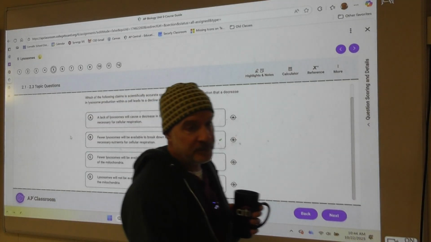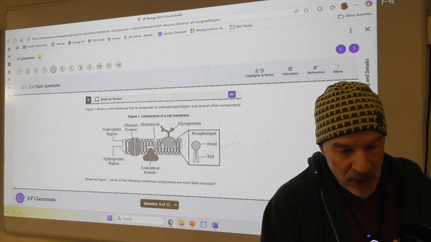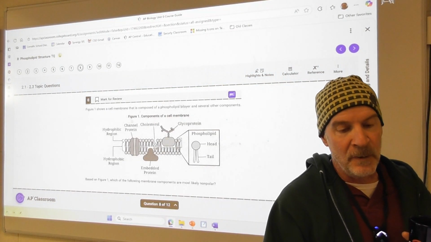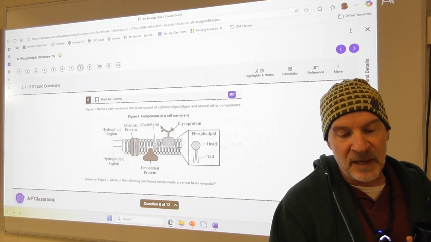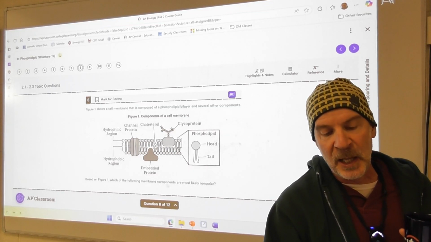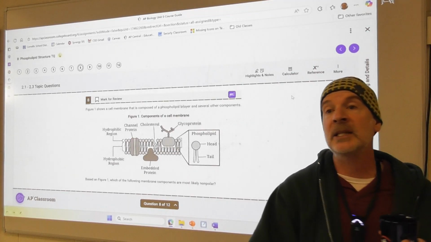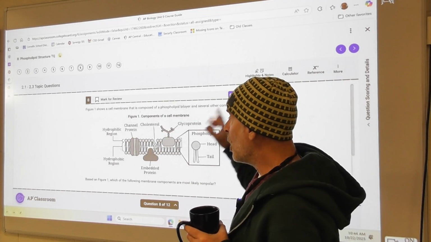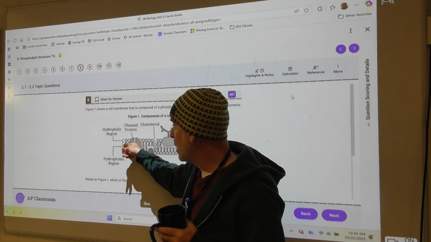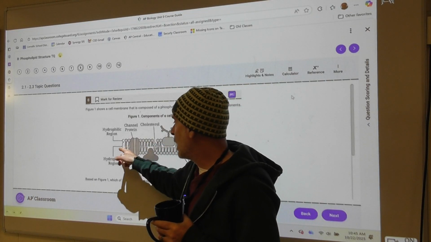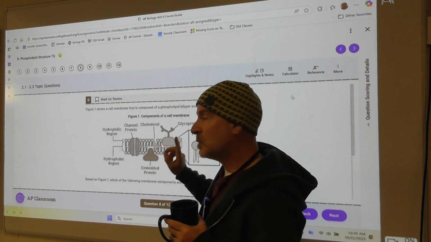Yeah, number 8. Okay, so this is the phospholipid bilayer and several other components. So which of the following membrane components are most likely nonpolar? And when I did this one, what I did is I know the nonpolar part of the cell membrane is in here. And so I looked for the stuff that was in here. And here's what I came up with.